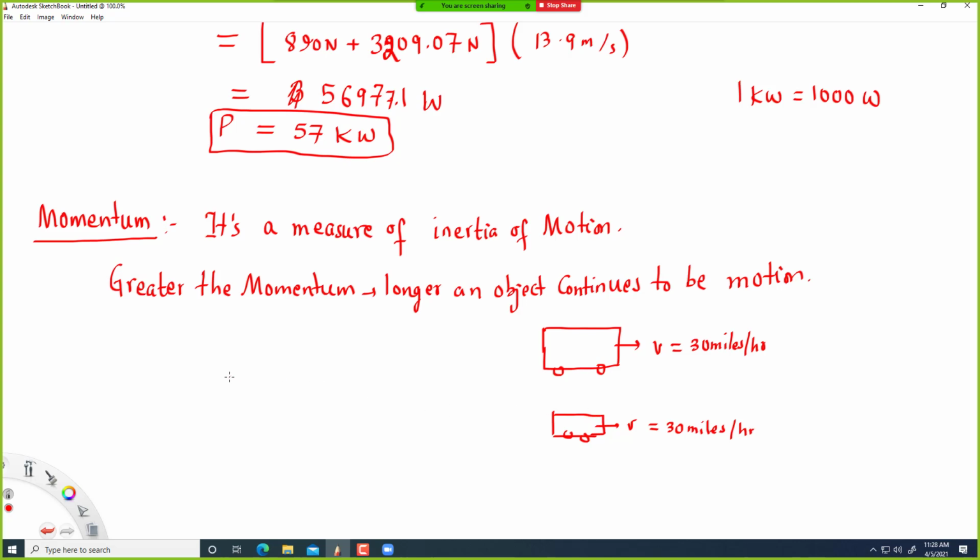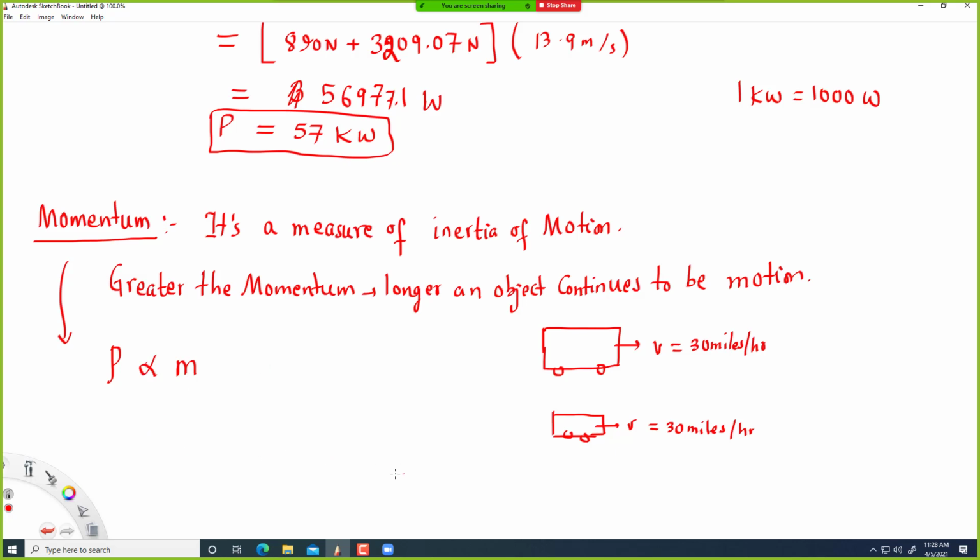So momentum depends on two things. We denote momentum by P. We don't use M for momentum because M is for mass. So P depends on mass. The bigger the mass, the more the momentum. Like in football, you have a heavier player and a lighter player. The heavier player has more momentum because it has more mass.